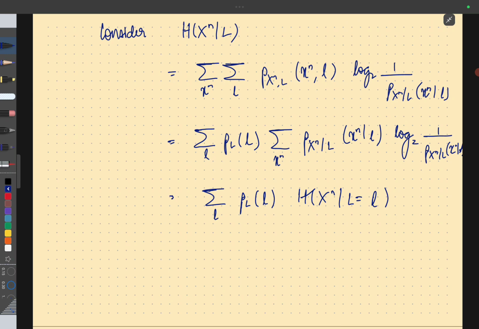Okay. Any questions up to this point? Fine. So now if I tell you what small l is, how many possible values can Xn take? Remember, we are looking at the optimal compression scheme. It's not any arbitrary scheme. It's the optimal lossless compression scheme. It's equal to 2 to the power L, right? Because there are at most 2 to the L source sequences which have compressed length equal to little l.